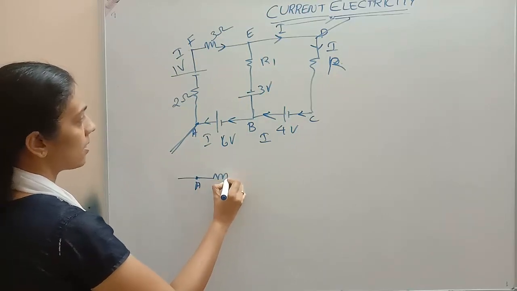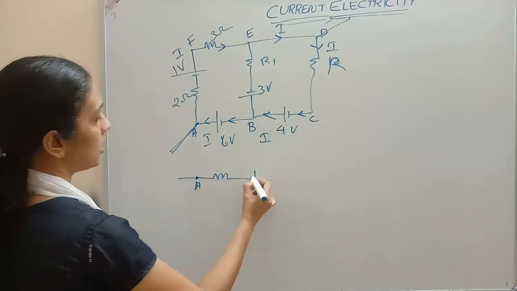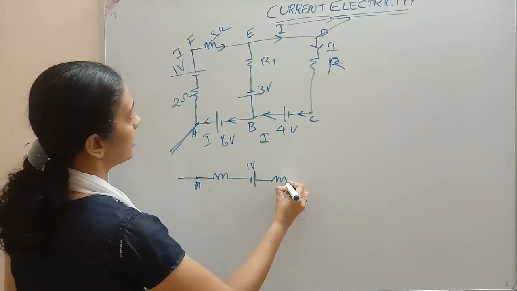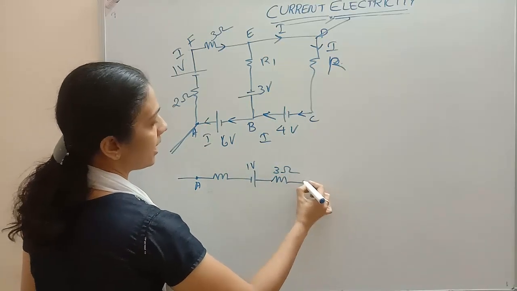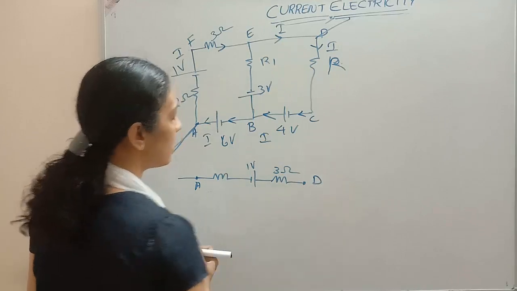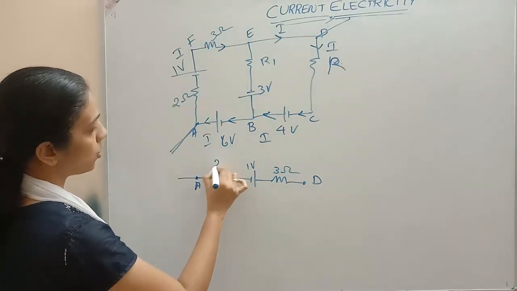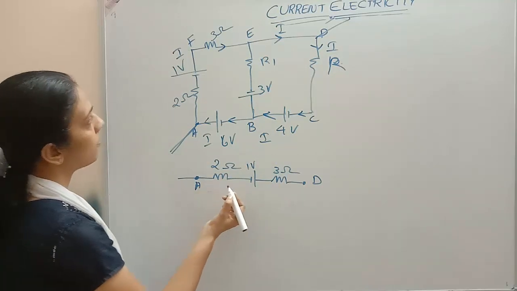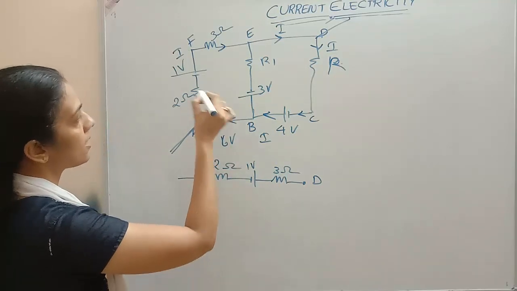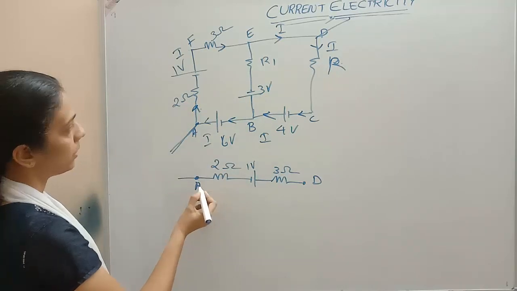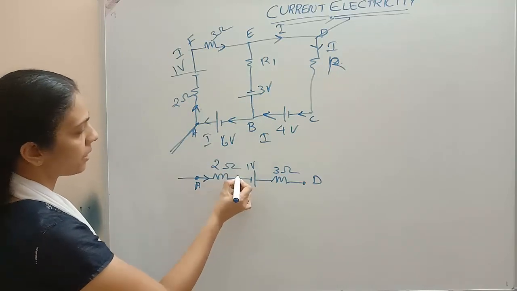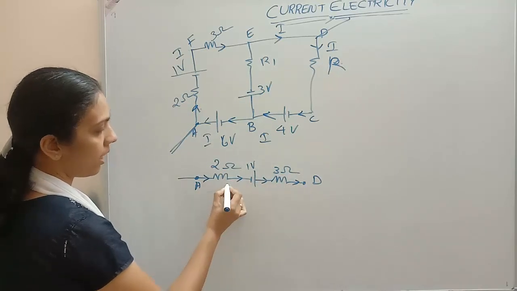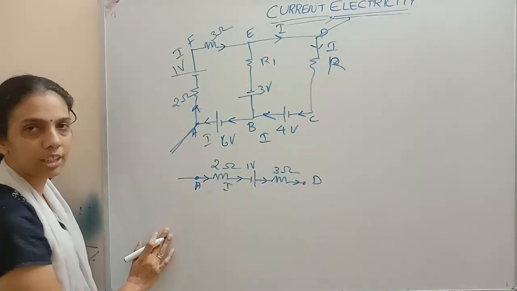From A, this is 2 ohm, negative, positive, 1 volt, and next is 3 ohm, and next is D. This is the terminal, and this is 2 ohm. Clear? Now I am considering current is moving in which direction? From positive to negative. So here current is coming here, from here outside, I. So I am taking the direction of current.